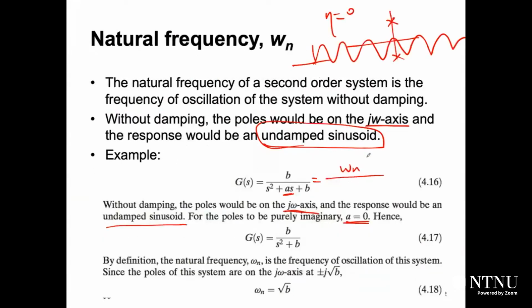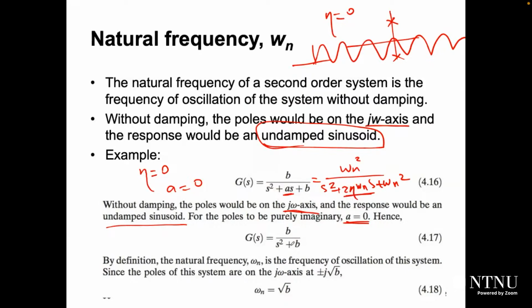The general form is omega n squared divided by s squared plus 2 zeta omega n s plus omega n squared. If you don't have damping, the real part will be 0. So if we set zeta equal to 0, that part will be 0, so the coefficient of s will be 0. So A must be 0 here. In this case, the system will be simplified into P divided by s squared plus P.